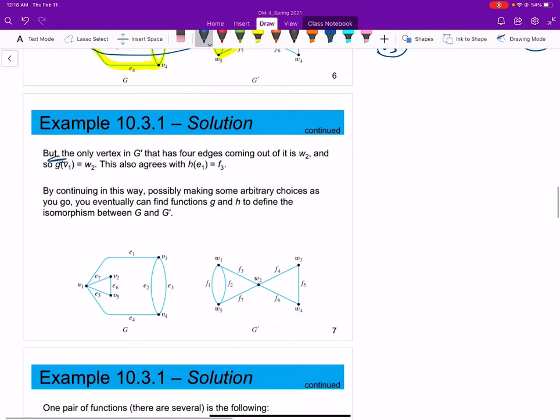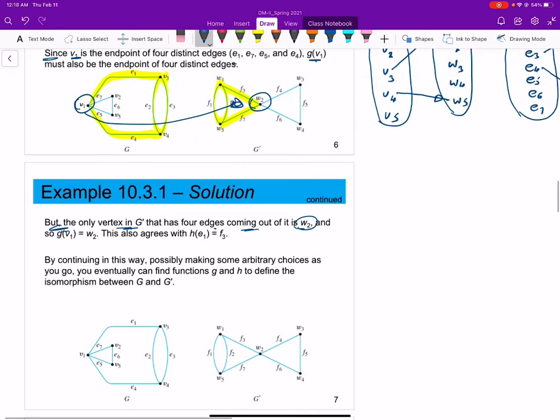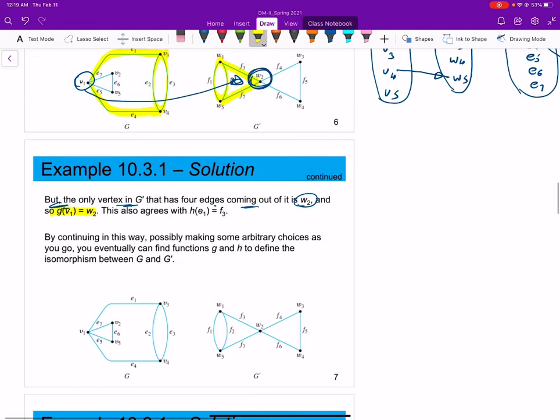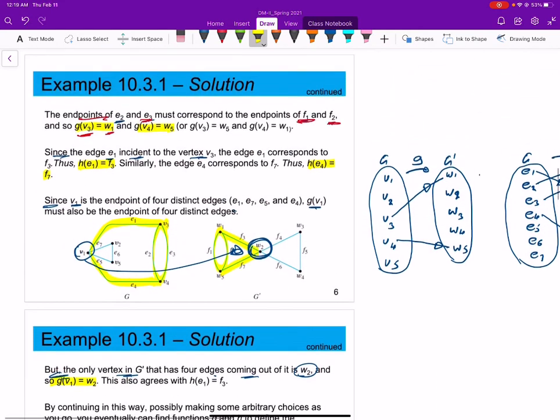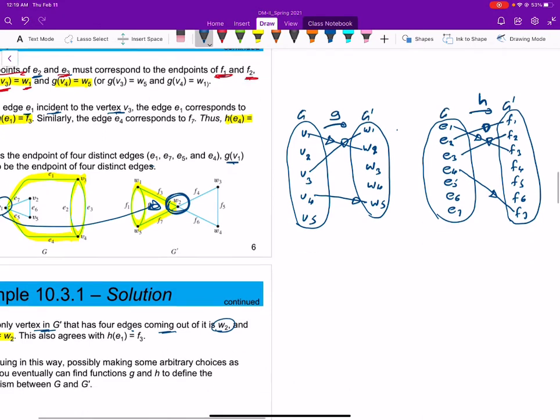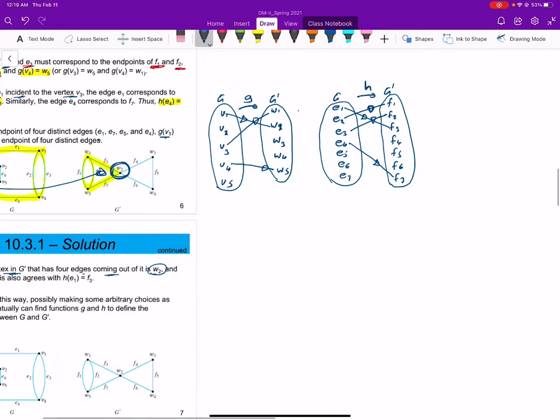But the only vertex in G prime that has four edges coming out is W2, right? So in G prime it is W2, and they are matching. So the matching function is G(V1) equals W2. This goes there. And then let me get this even further down.